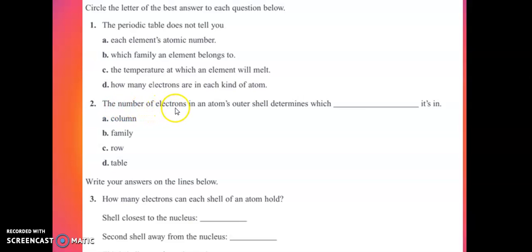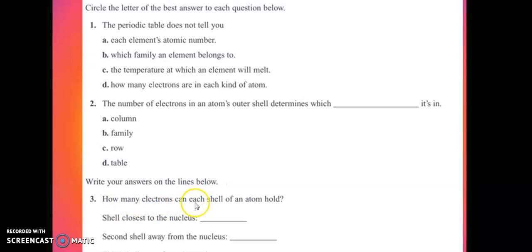The number of electrons in an atom's outer shell determines which, again, the number of electrons. This is very easy. The number of electrons in an atom's outer shell determines which what? Column, family, row, or table? It's in the theory, super easy. Write your answer on the lines below.